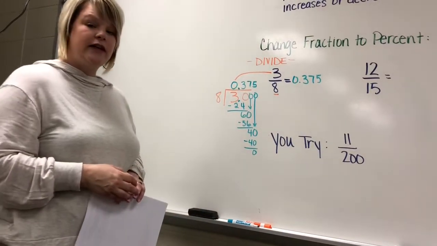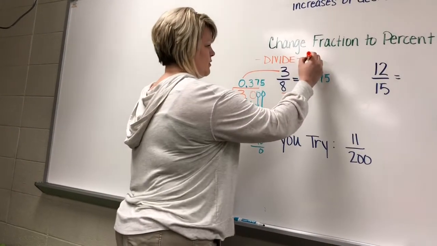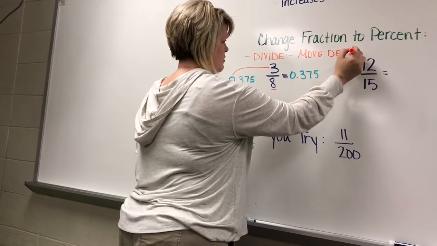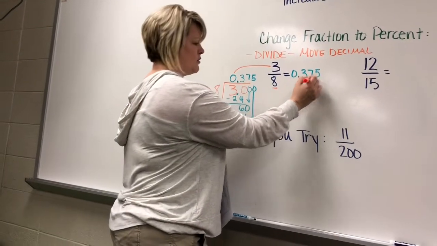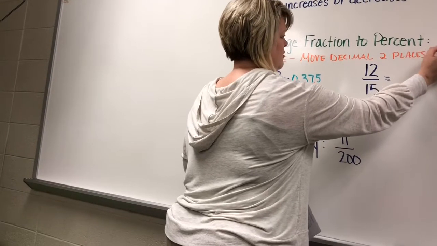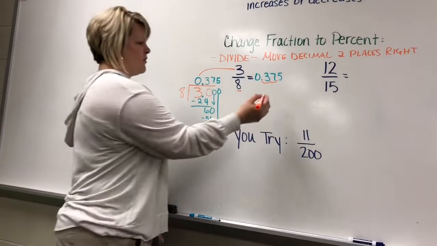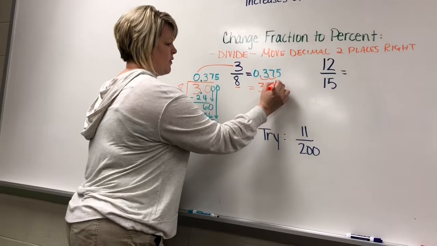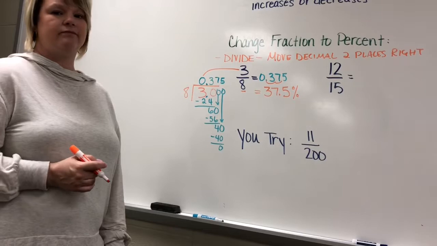So now to turn that into a percent, you move the decimal two places to the right. Okay? So I moved it 2 places to the right, so now my percent is 37.5%. I'm done. There's my percent.